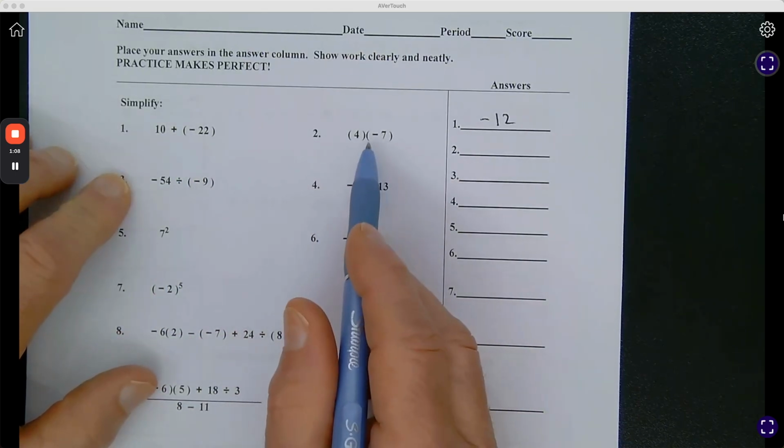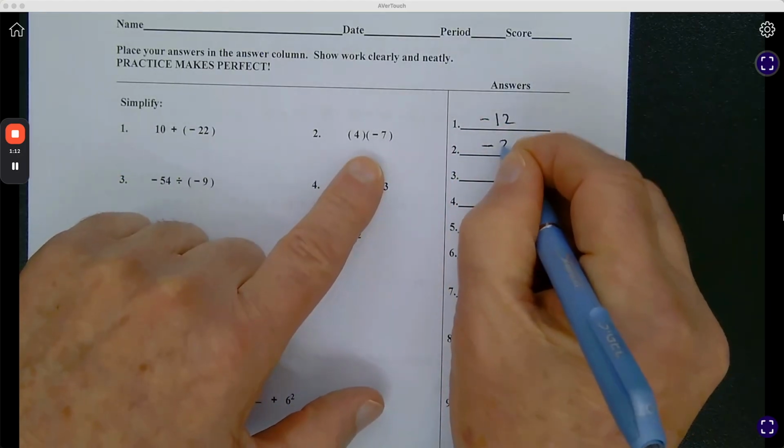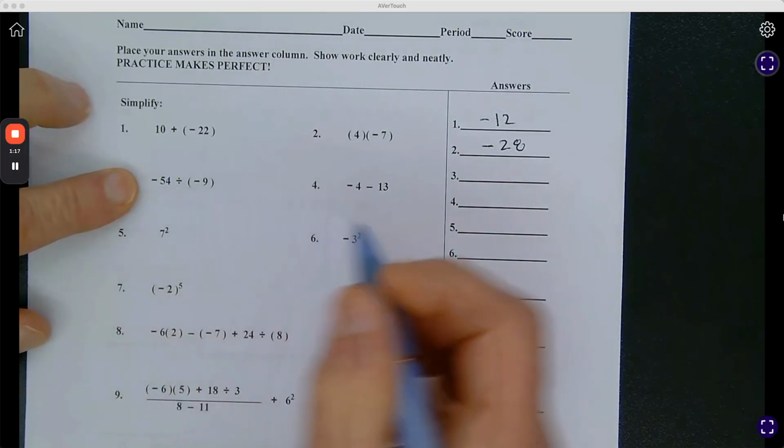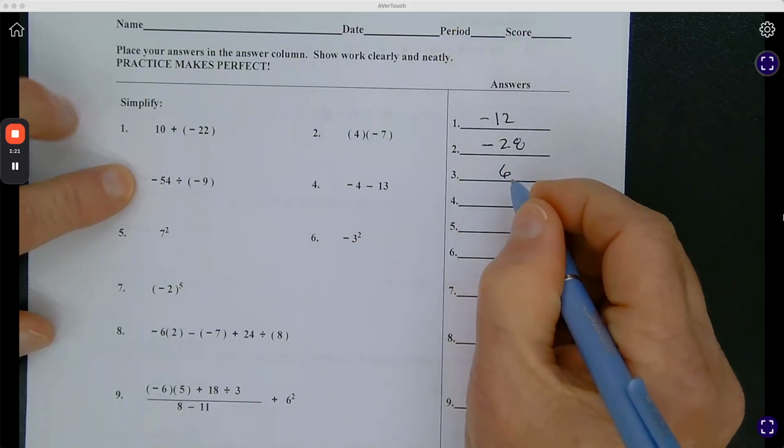All right, this is multiplication. A positive times a negative is a negative, and 4 times 7 is 28. This is division. A negative divided by a negative is a positive, and 54 divided by 9 is 6.